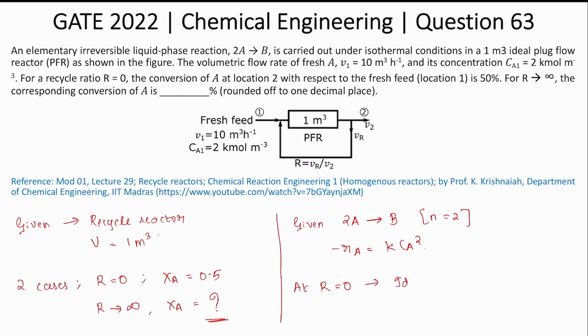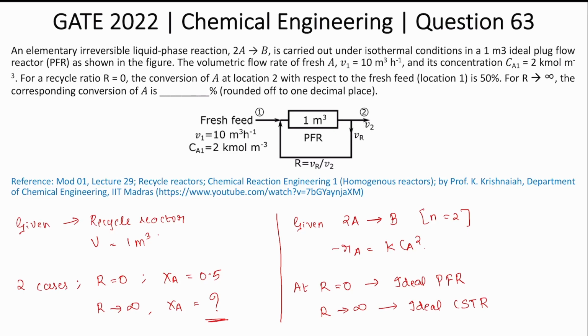When it comes to recycle reactors, a recycle reactor with no recycle or R equal to 0 can be considered as an ideal plug flow reactor or ideal PFR. On the other hand, a recycle reactor with R tending to infinity can be considered as an ideal continuous stirred tank reactor or ideal CSTR. So that is one thing we need to remember here when it comes to recycle reactors.